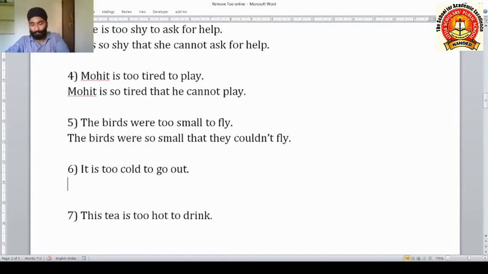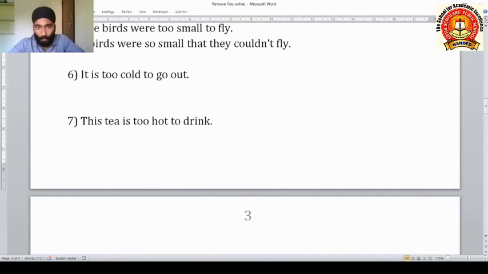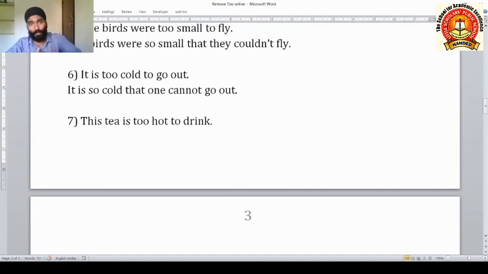Sixth example, it is too cold to go out. Here in this sentence, the subject is not given. Who will go out? So how to convert? It is so cold that one cannot go out. Now in this sentence, at last you don't use "it" after "one cannot go out", because it is not required here. You are not going out of the cold, you are going out of the house, and you are talking about the cold. This is why at last it is not required here.